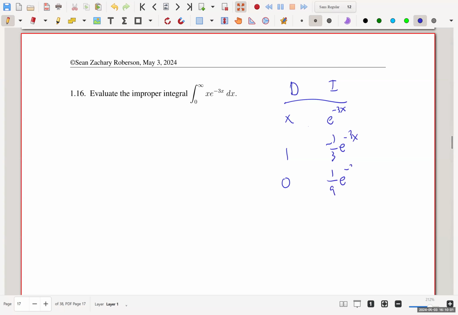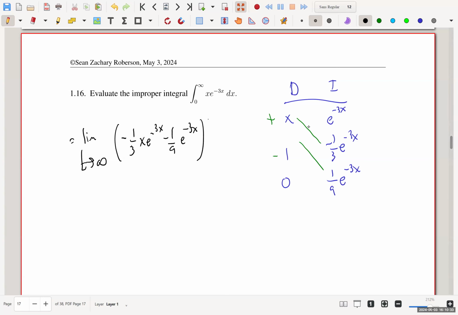And you see how very quickly the DI method kills it all, right? Tic-tac-toe, right? But what's the extra step? You're passing to a limit. That upper limit is going to vary and go out to infinity. So we go ahead and toss in our antiderivative here. So minus 1/3 x e to the negative 3x minus 1/9 e to the minus 3x.